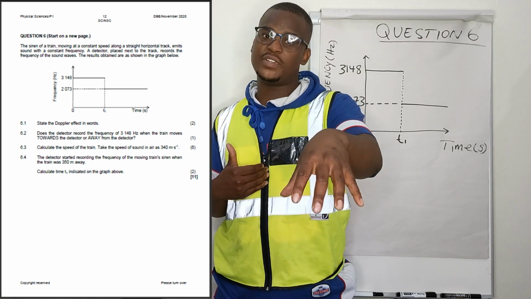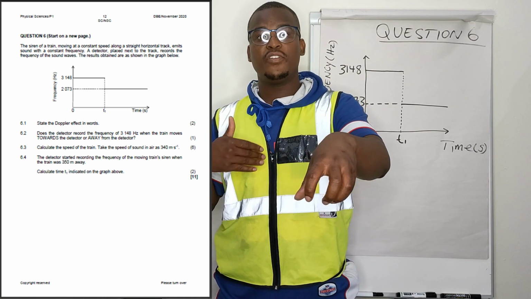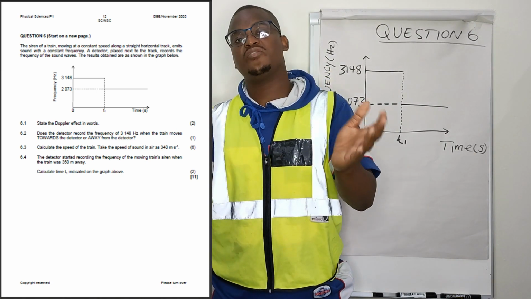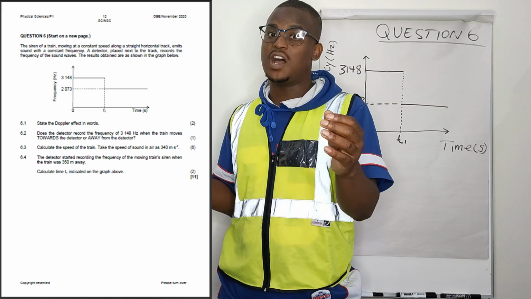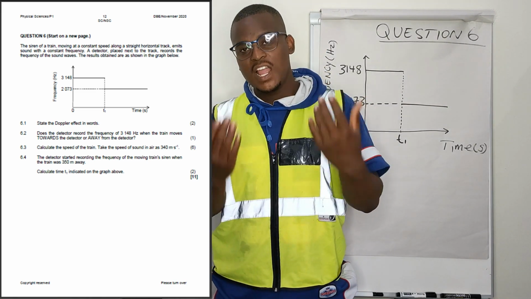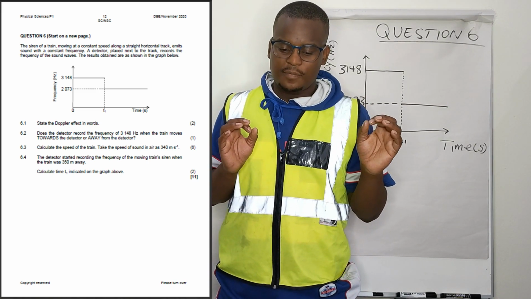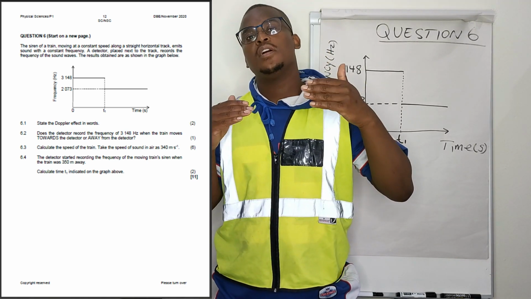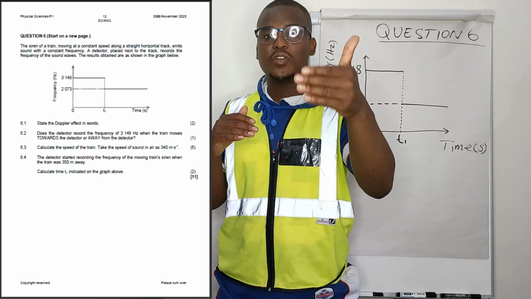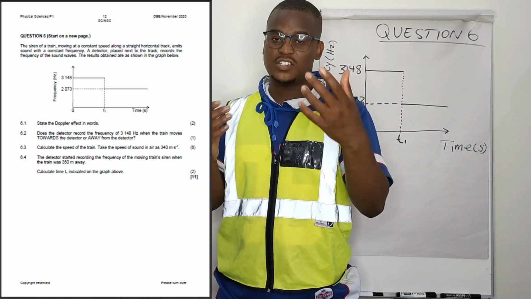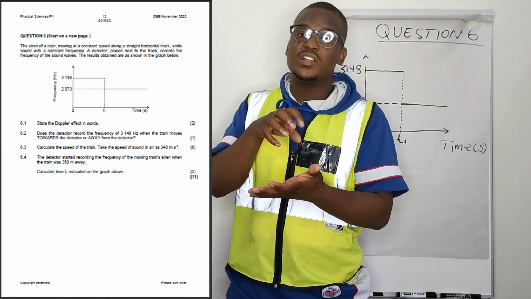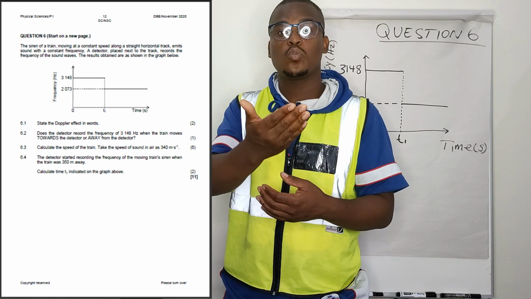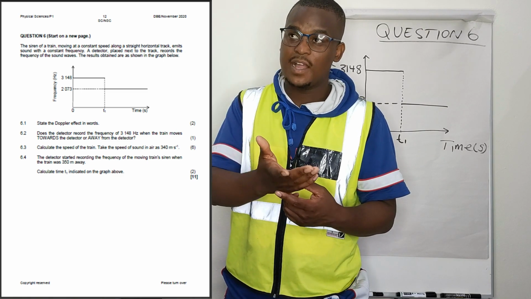The source of sound can also be stationary. But if you're moving towards it, you will observe a higher frequency. If you're moving away from the source of sound, you'll observe a lower frequency. So, if you're moving away from the source, the frequency you'll observe will be lower, and if you're moving towards it, it will be higher.